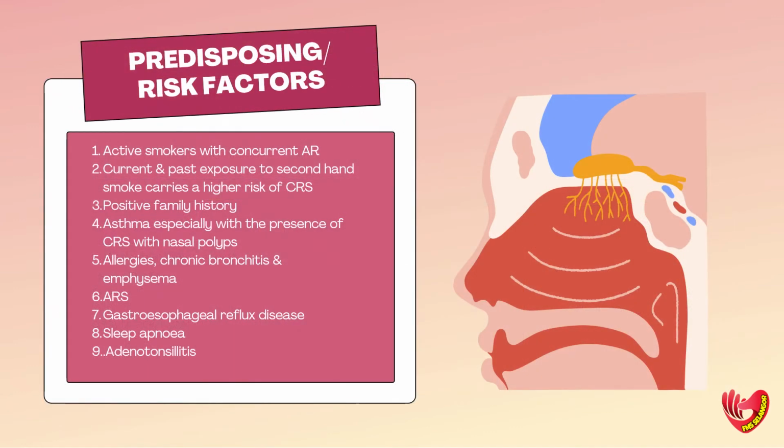For predisposing or risk factors of rhinosinusitis, smokers with concurrent allergic rhinitis are at higher risk of CRS. Both current and past exposure to secondhand smoke also increases the risk of chronic rhinosinusitis. A positive family history of asthma, especially in the presence of CRS with nasal polyps, can contribute to the risk. Other risk factors include allergies, chronic bronchitis, emphysema, acute rhinosinusitis, chronic rhinitis, gastroesophageal reflux disease or GERD, sleep apnea, and adenotonsillitis.